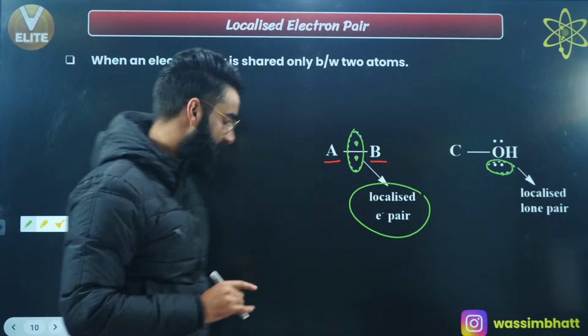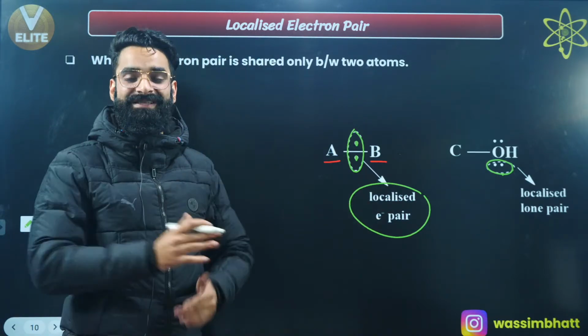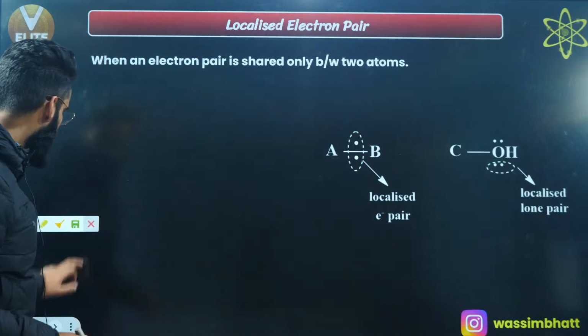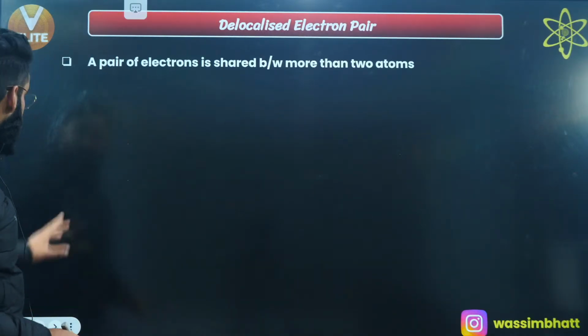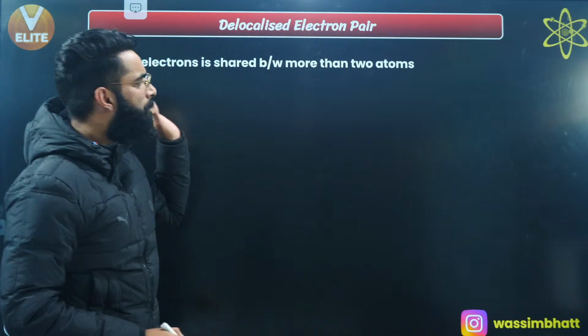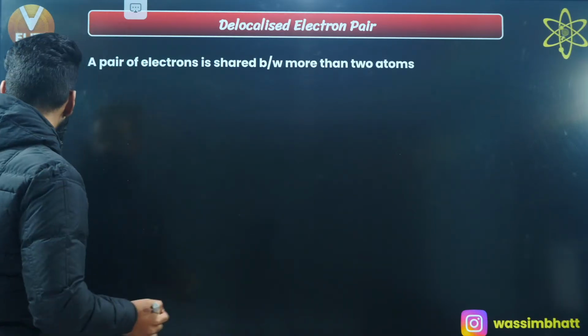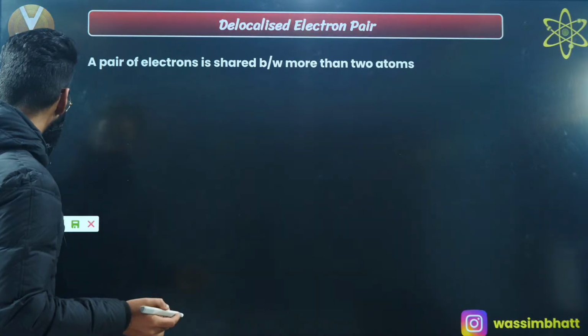Point number one. Now, if this is a localized electron pair, then what is a delocalized electron pair? Let's understand that as well. Understand the definition: a pair of electrons which is shared between more than two atoms. For example, let me give the scenario like this.